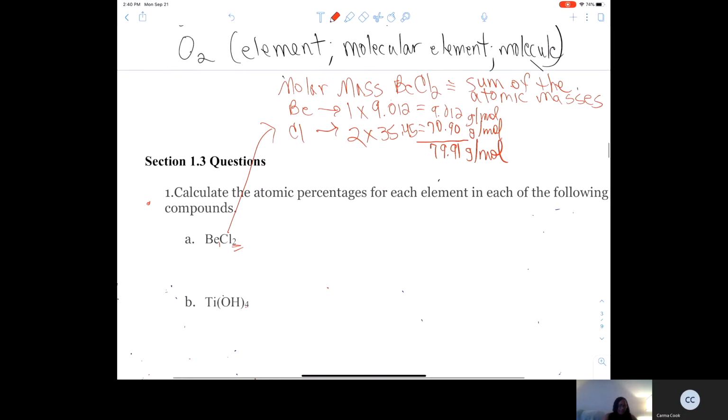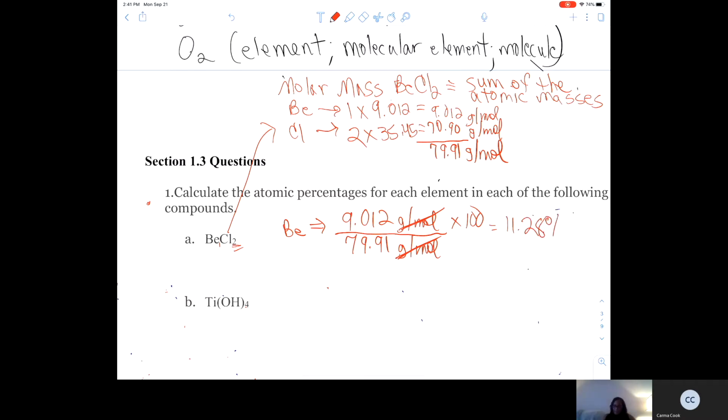So therefore, to find the atomic percentage for beryllium in this compound, you take the atomic mass for the beryllium for this compound, 9.012, divided by the total molar mass for the compound, 79.91, multiply by 100. The grams per mole units cancel. And that gives you 11.28% beryllium. So BeCl2 is 11.28% beryllium.